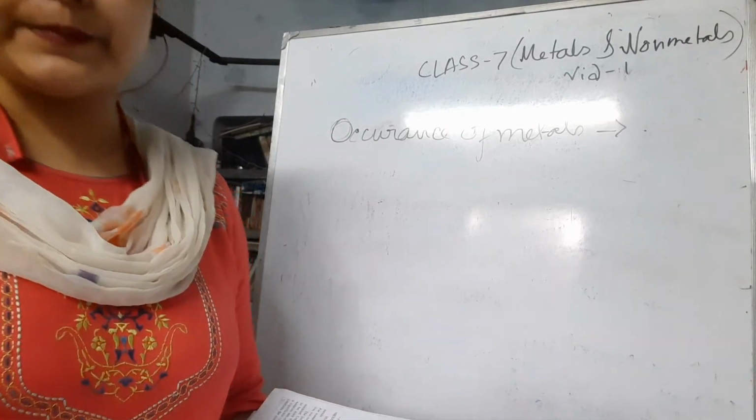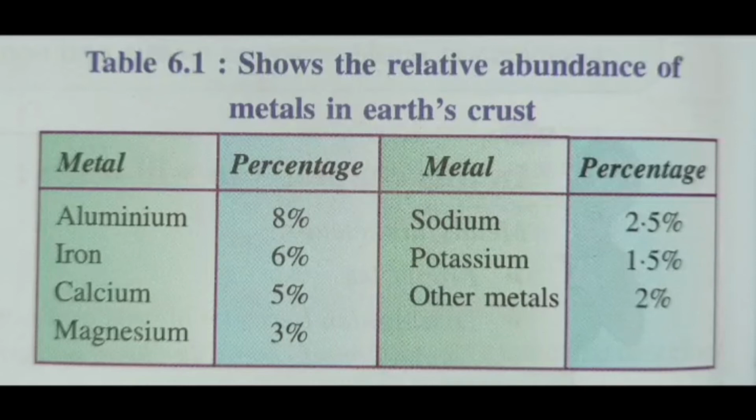Let's check that. Here we can see the relative abundance of metals in the Earth's crust. The metals are widely spread in our earth crust. They are present in our soil, and they are abundantly present. Here we can see which metals are mainly present, as well as their percentage in the earth's crust. The first one is aluminium, which is present at 8% in the earth's crust. The second is iron, present at 6%. Third is calcium, present at 5%. Magnesium is present at 3%.